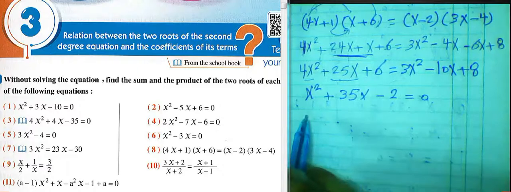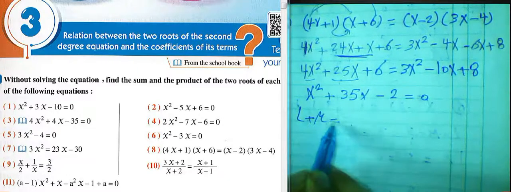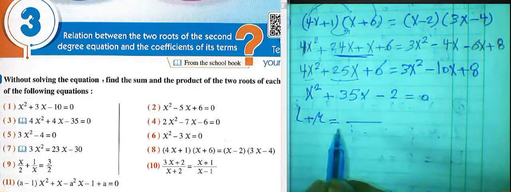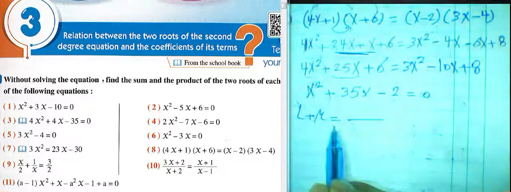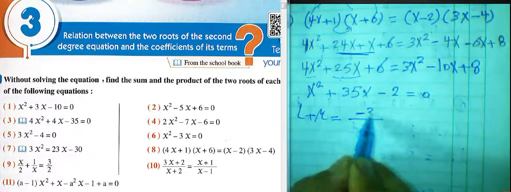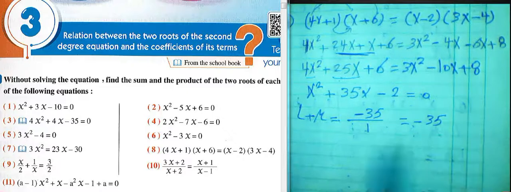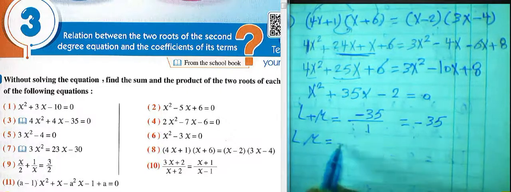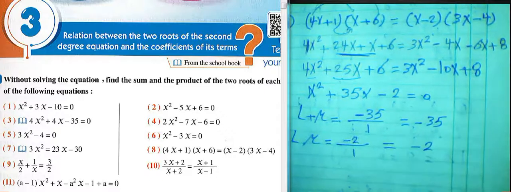So we can find the sum between two roots L plus M equal negative coefficient of x over coefficient of x power 2, -35 over 1 equal -35. The product between L and M equal -2 over 1 equal negative 2.